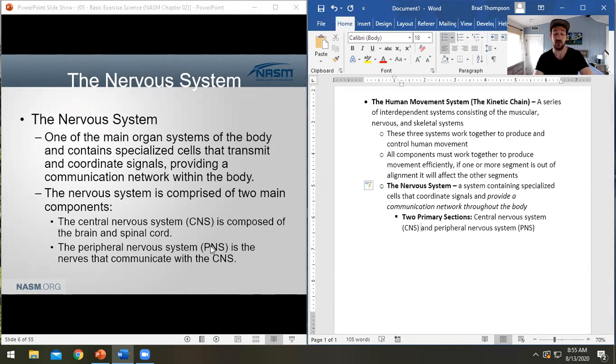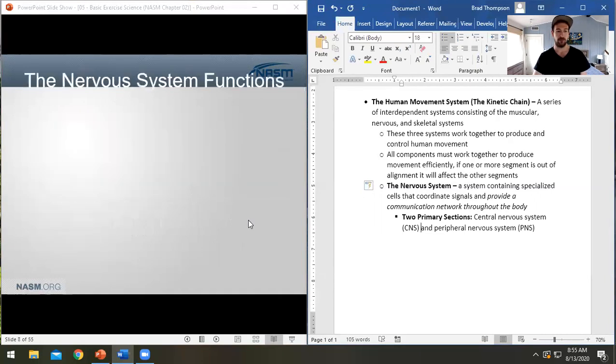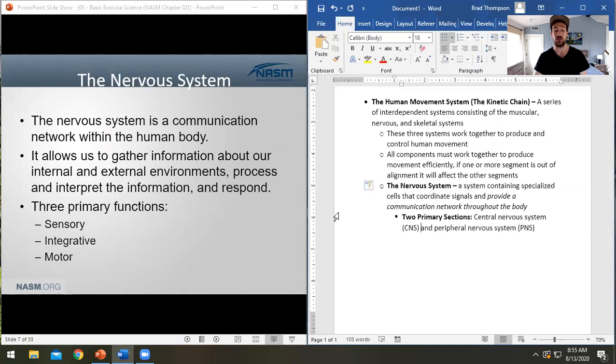The peripheral nervous system communicates with the central nervous system. Central nervous system makes all of the decisions, right? So central nervous system, like we said yesterday, is your brain and your spinal cord, and your peripheral nervous system is all your cranial nerves and all of your spinal nerves running throughout the body. So there's that communication network that we're talking about.